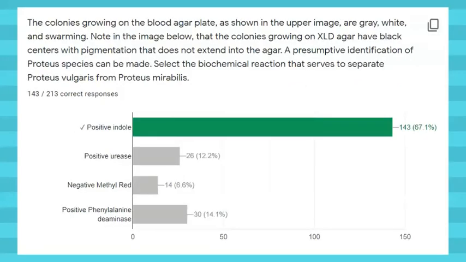Okay, next question. The colonies growing on the blood agar plate, as shown in the upper image, are gray, white, and swarming. Note in the image below that the colonies growing on XLD agar have black centers with pigmentation that does not extend into the agar. A presumptive identification of Proteus species can be made. Select the biochemical reaction that serves to separate Proteus vulgaris from Proteus mirabilis. So this is your indole test. Okay? In the indole test, Proteus vulgaris is positive. Okay? So this is the accompanying picture actually.